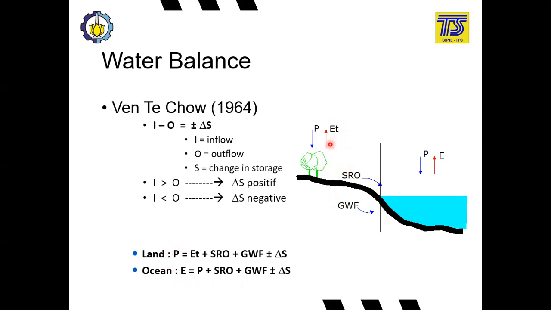So the total of precipitation will be the evapotranspiration plus the surface runoff plus the groundwater flow, plus or minus the change in storage. For the ocean, the evaporation will be the precipitation plus the surface runoff plus the groundwater flow, plus or minus the change in the storage. So it depends on the location of the water activity, but the difference is if there is plants, which is in the land, the activity becomes evapotranspiration. But if there's no plants, the activity becomes evaporation.